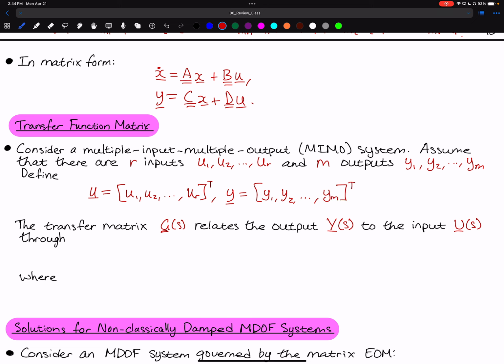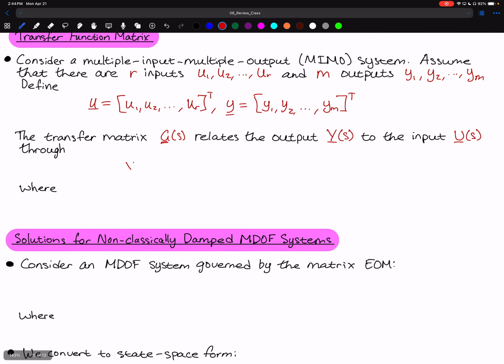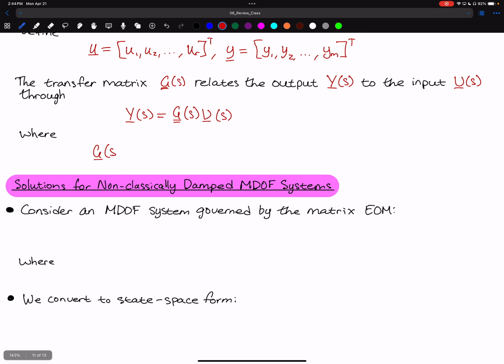The transfer matrix G is going to relate the output y to the input u through the expression Y(s) is equal to G(s) times the input vector U(s), and here G(s), that matrix, is going to be equal to the C matrix times the quantity sI, the identity matrix, minus our A matrix or system state matrix, all of that to the inverse, times B plus the direct transmission matrix D.